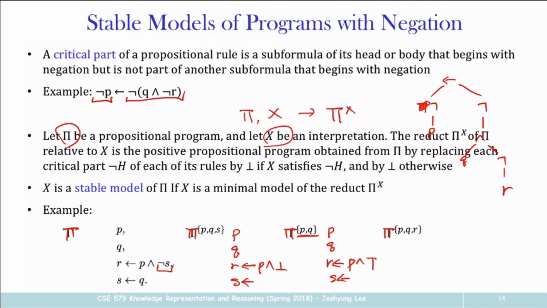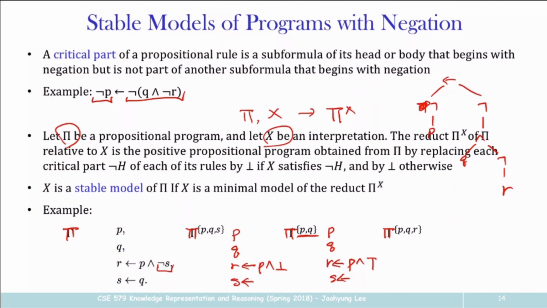But now, the third step of finding a stable model is this. First step, find the critical part. Second step, replace the critical part with either true or false, depending on whether the interpretation satisfies that part. The third one is, don't look at the original program, but look at the reduct and check whether the interpretation X that you started with is the minimal model of that reduct. If that is the case, then X is called a stable model, otherwise it's not.